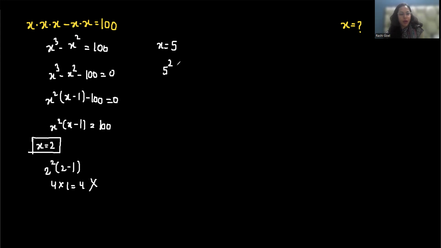So 5 square, 5 minus 1. 5 square is 25, times 5 minus 1 is 4, and 25 times 4 is 100, which equals our right hand side. So our final answer is x equals 5. Sometimes with trial and approximation, we can reach the correct answer very quickly.